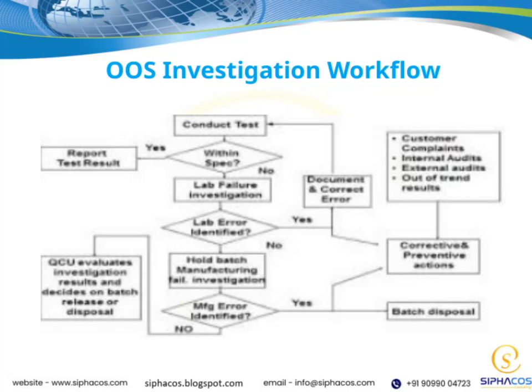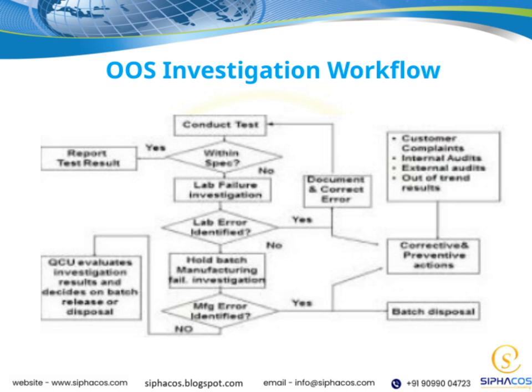Let's take a closer look at the OOS investigation workflow. This slide outlines the key steps we follow when investigating out-of-specification results. First, when an OOS result is identified, the process begins with a thorough review of the test data and methodology to ensure there were no errors or deviations. Next, we typically perform a retest or reanalysis to confirm whether the result is consistent or an anomaly.